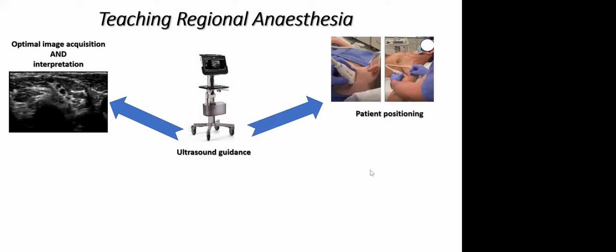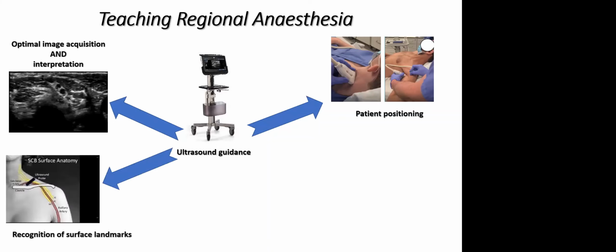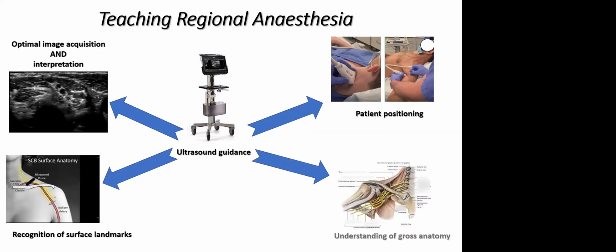Patient positioning is very important, depending on the type of block you're doing and where it's being performed, and aids in acquiring this optimal image and then interpreting it. Recognition of surface landmarks is very important too, so you know where to put the probe, and slide it accordingly to the correct position when you want to do your nerve block.